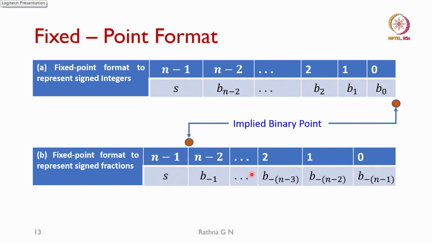The next numbers we will be representing are b minus 1 until b minus n minus 1, whereas in the case of integer you will see that the sign bit will be at the n minus 1 place, and then later on b n minus 1 will be its magnitude and so on till b naught.